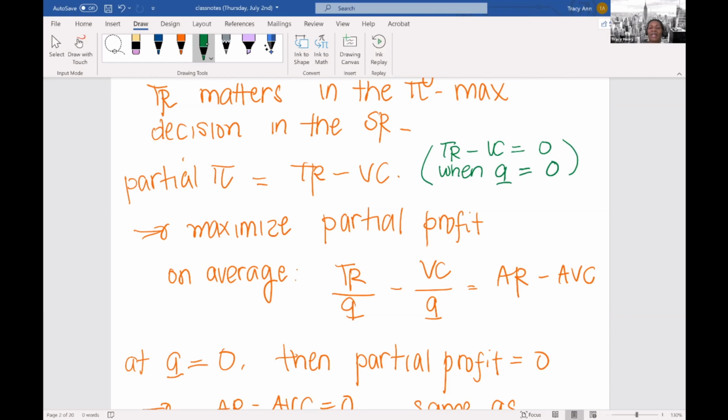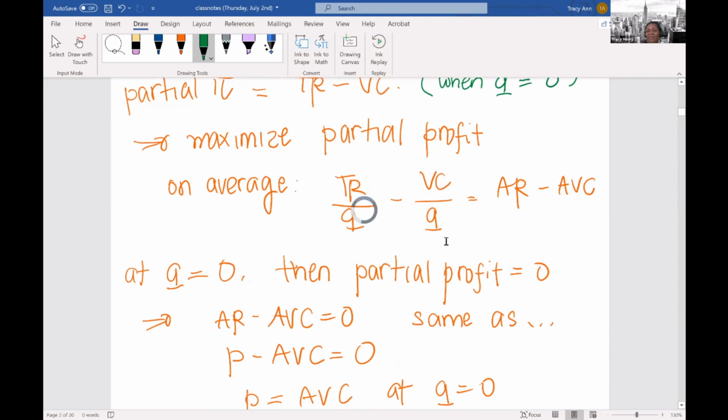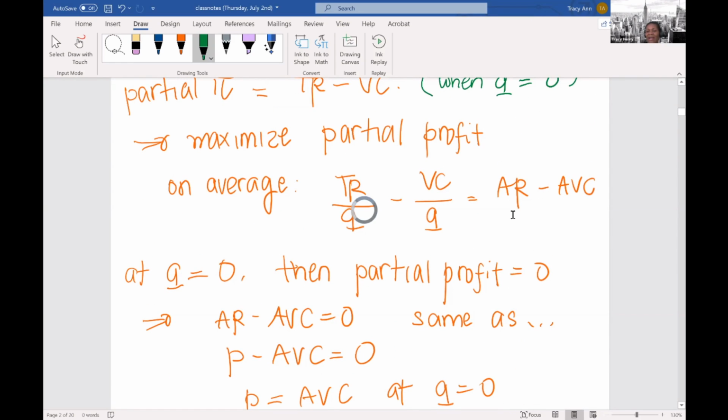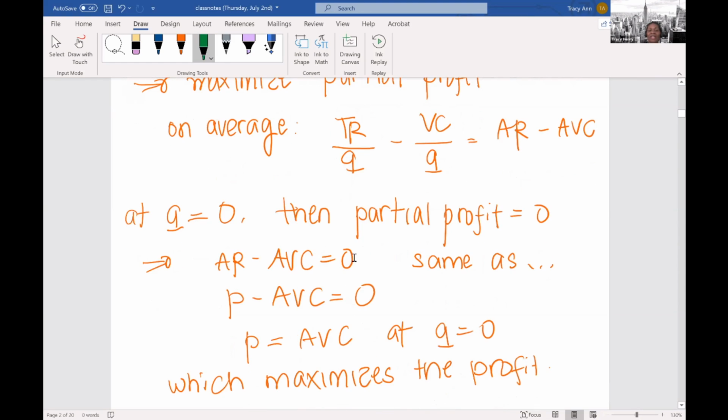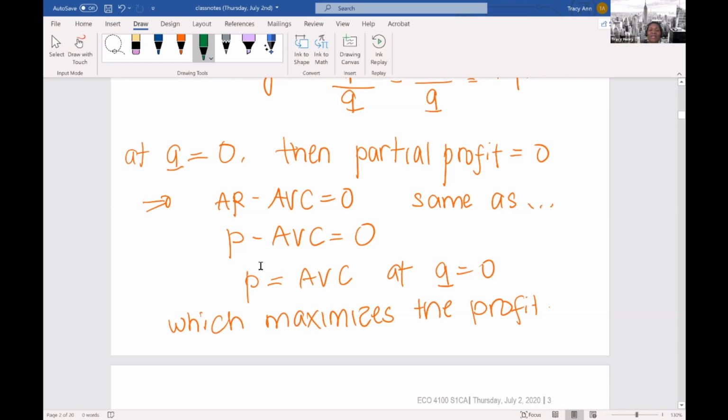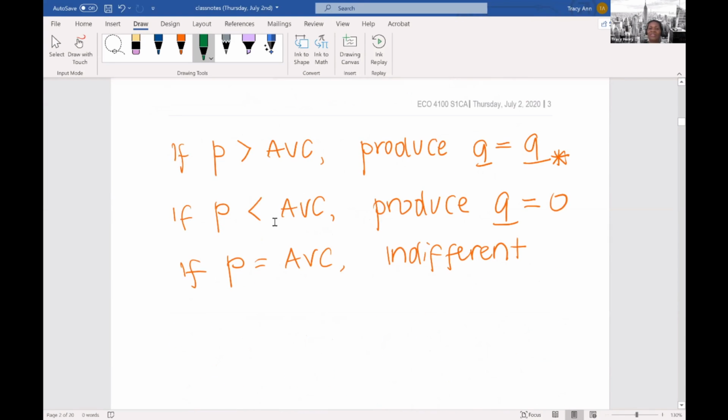Now if you want to look at that relationship, let's not really say maximize partial profit, but look at this situation of total revenue minus variable cost equal to 0. Let's look at it in terms of averages. At Q equals 0, average revenue minus average variable cost is equal to 0. We remember that price is equal to average revenue, so it's the same as saying price minus average variable cost is equal to 0. And so we get down to P equals average variable cost. If we stare at this for a second, this is the meat of the matter, this is what you want to remember.